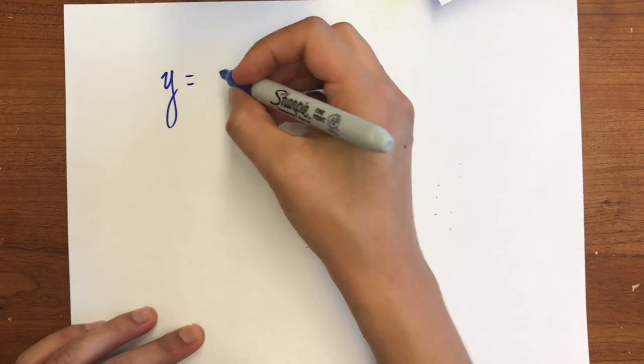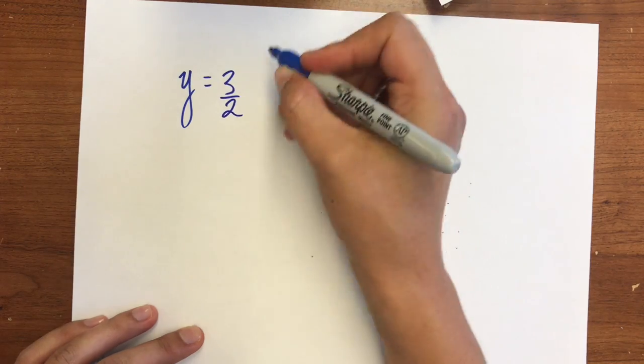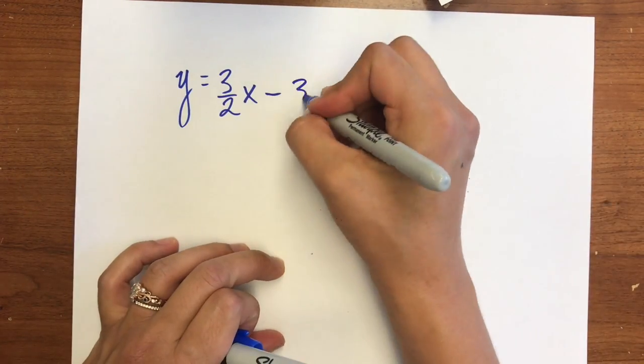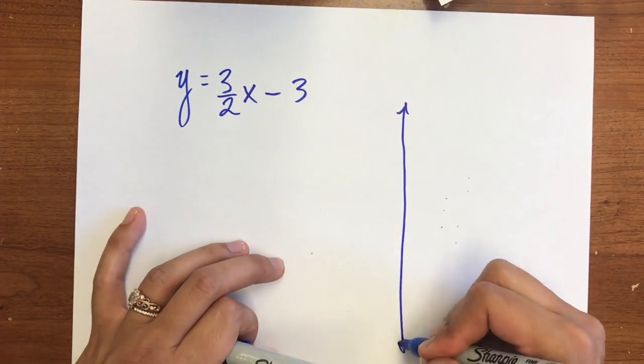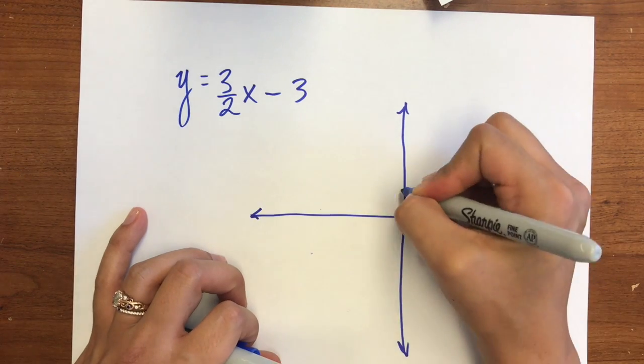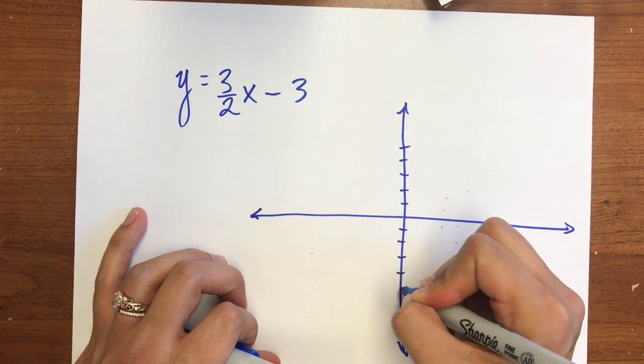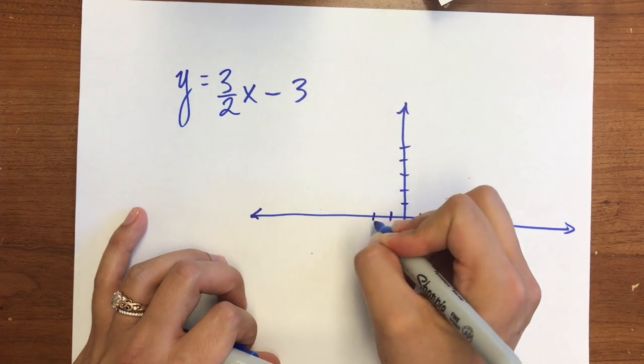Moving on to a third example. This one I'm already going to put in the form of y equals mx plus b. So we have 3/2 x minus 3. Okay, so b is 3, so we look at that 3 there. But we realize that there's actually a negative in front of it.